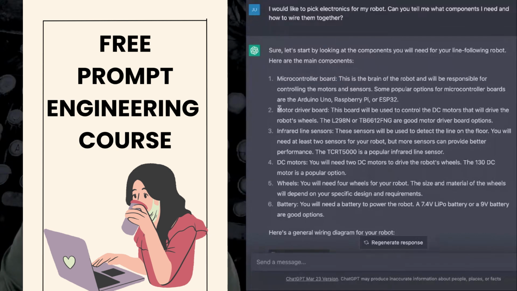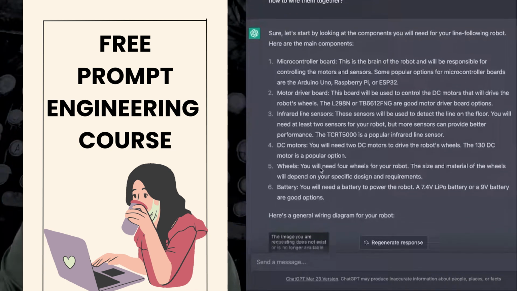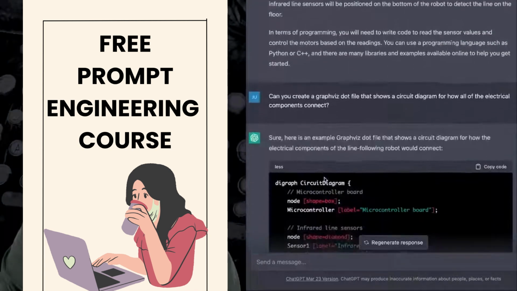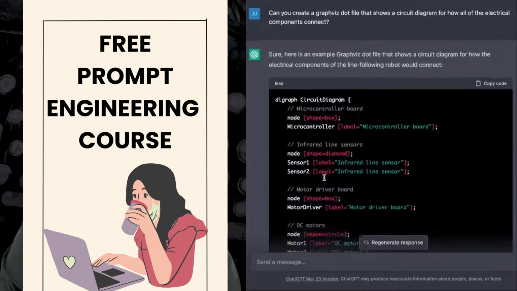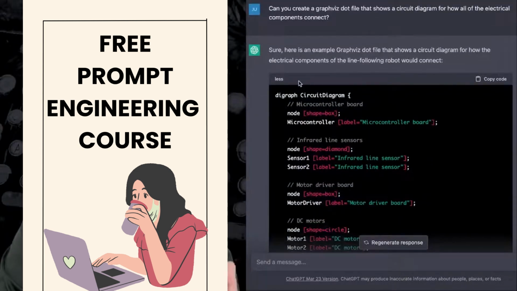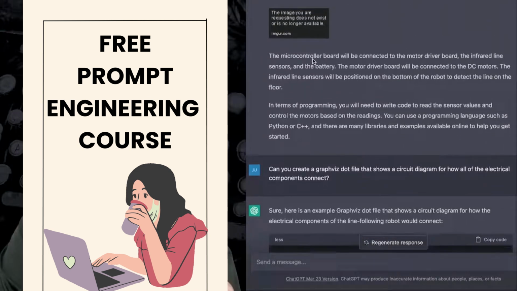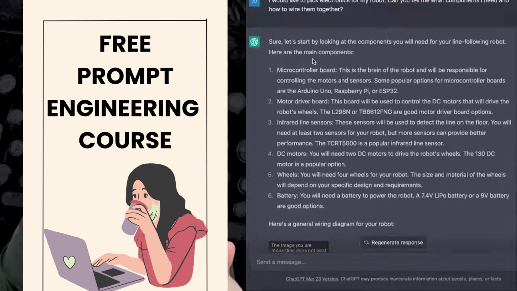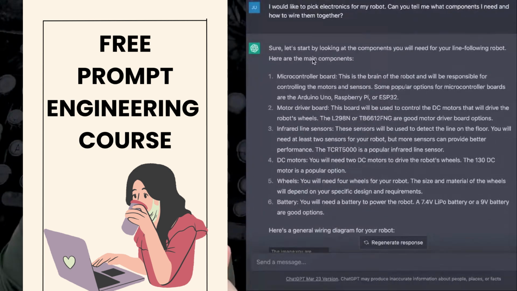I need a microcontroller board, I need a motor driver board, infrared line sensors. And surprisingly, it actually tries to generate an image, which is obviously not possible with what I'm using at this point, but it still tries to do it. But it gets the image and it's broken again. And so I have to think about, how do I get around this problem that it can't generate images? Because I'd like to help it pick electronics for me and show me how to wire them together with a diagram.